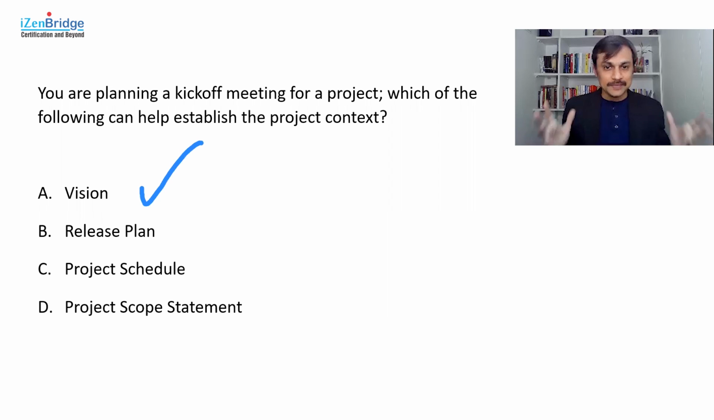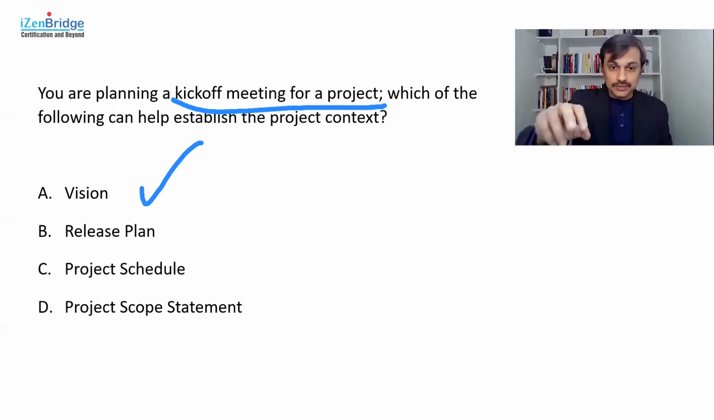Option A seems to be the perfect match in this particular place. Now, you may say that the project scope statement may give us a better project context. The project schedule or a release plan may give us a better project context. So why don't I use those things? Because they may help me in communicating about the whole matter in fair detail. Now, we need to pick up what is the context of this particular question. So you are planning a kickoff meeting for a project. So the idea here is you are just getting started.